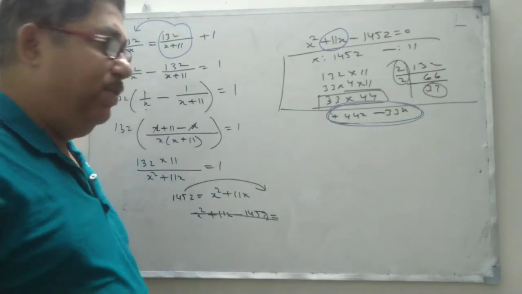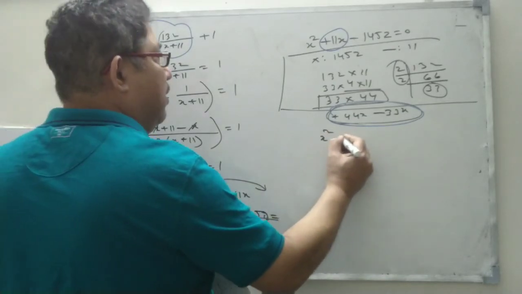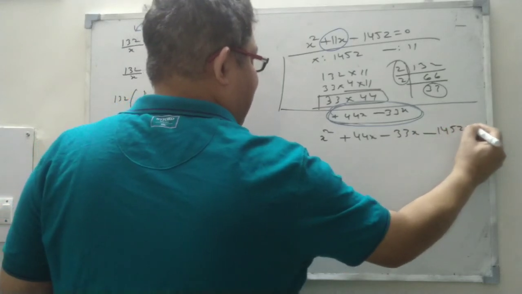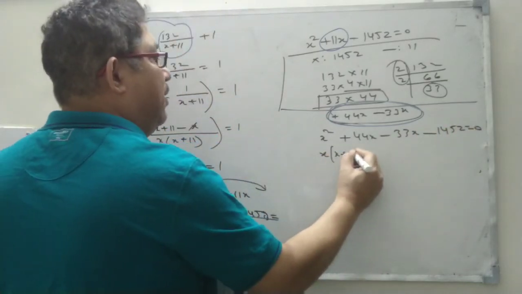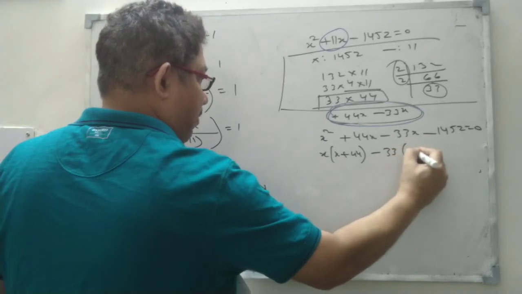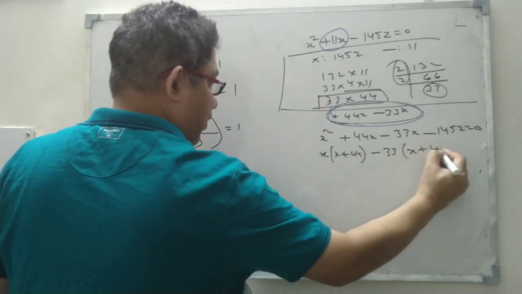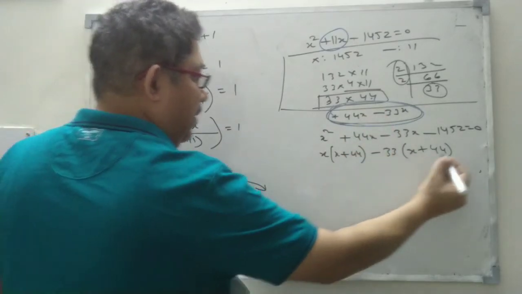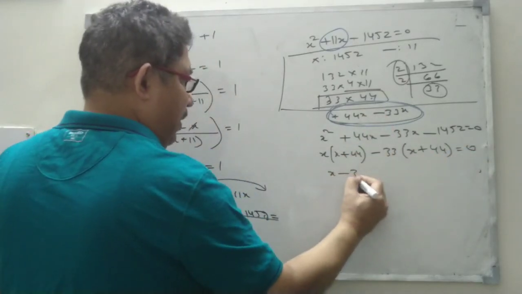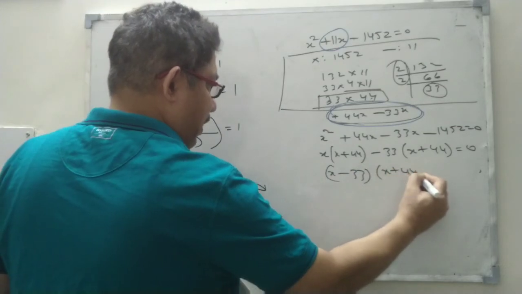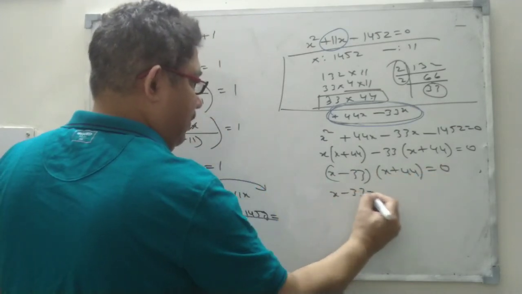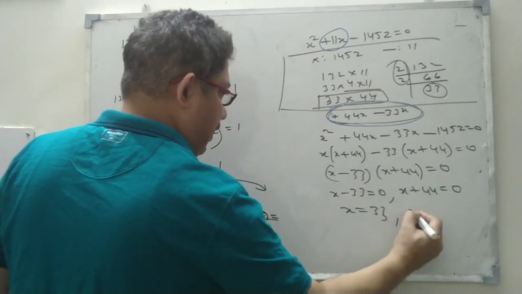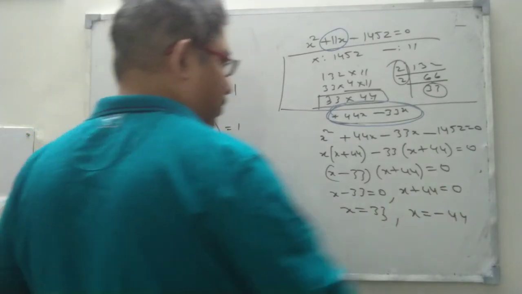Normally what looks very difficult is actually very easy. x square plus 44x minus 33x, x common, minus 33 common, x plus 44. Why do I write 44? Because just now I saw 33 into 44 is 1452, equal to 0. x minus 33 into x plus 44 equal to 0. x is equal to 33, x is equal to minus 44.